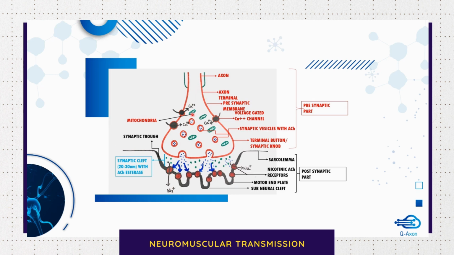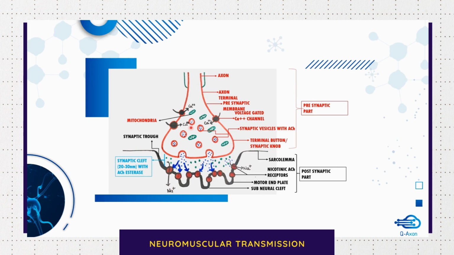Now let's examine the axon terminal in more detail. You can see that it is full of neurotransmitter-filled vesicles. Now, in case of the skeletal muscle, this neurotransmitter is always acetylcholine. You can also see that there are many voltage-gated calcium channels on the membrane. In addition, there are also many mitochondria because this is an energy-requiring process.